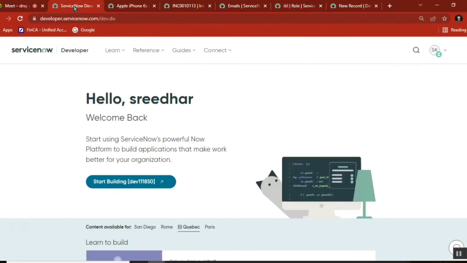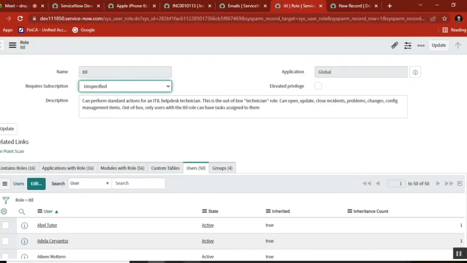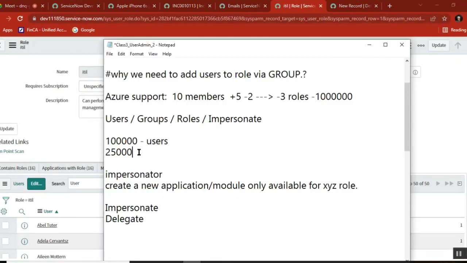If we cross beyond that number, ServiceNow will come and say, okay, your number has increased, so you are eligible to pay an extra amount. They will give you some offer, kind of a festival offer. So we need to keep this monitored.